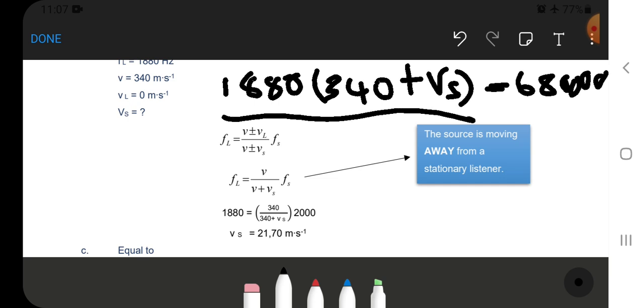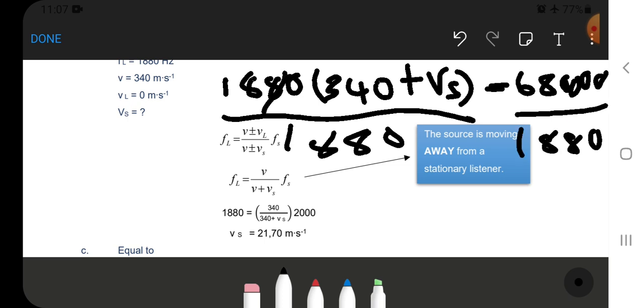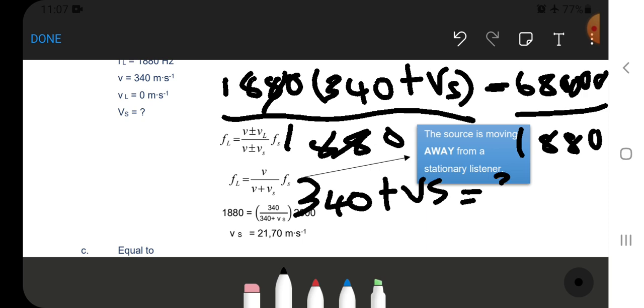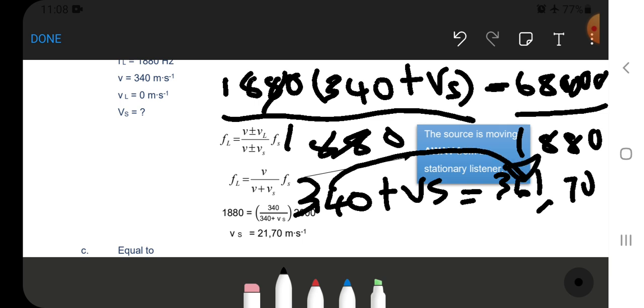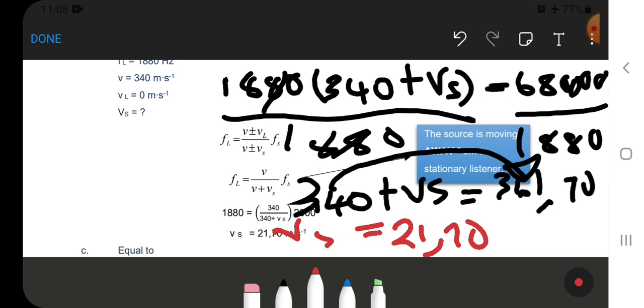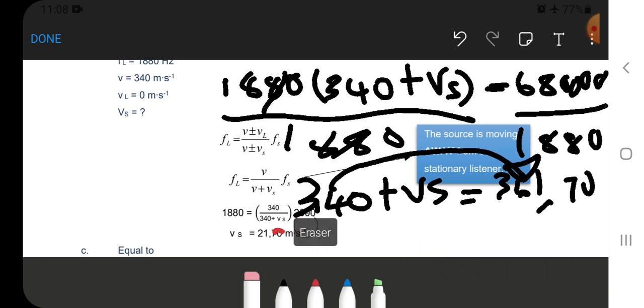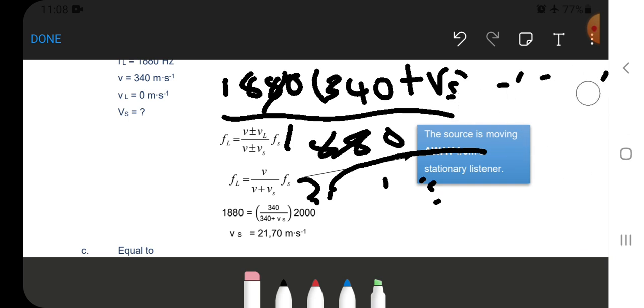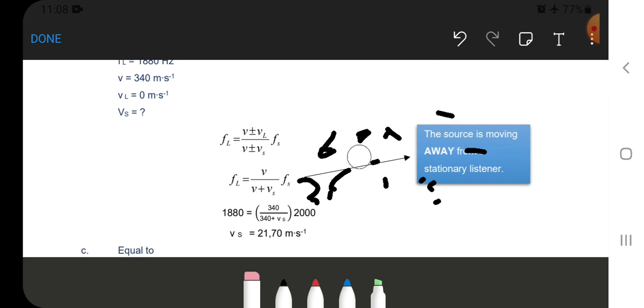So we multiply again for 1880 to get rid of it. And then we are left with 340 plus Vs equals to this divided by this, that will be 361,70. And then when you take the 340 this side and minus it with this side, that's where you get 21,7 Vs. I hope you understand this part. It's very, very important. That's how you do it. So you will be dividing. With physics, you should know your maths quite well.